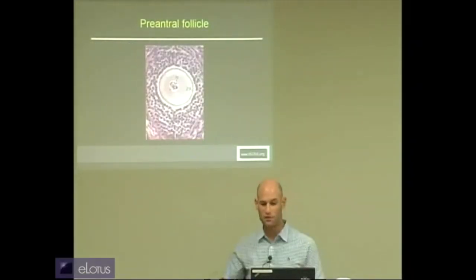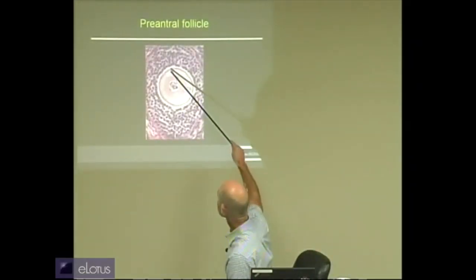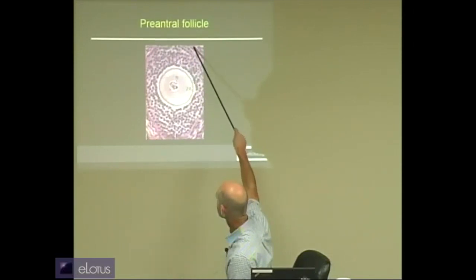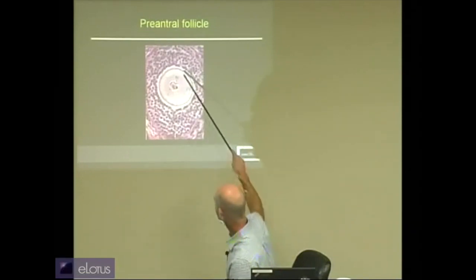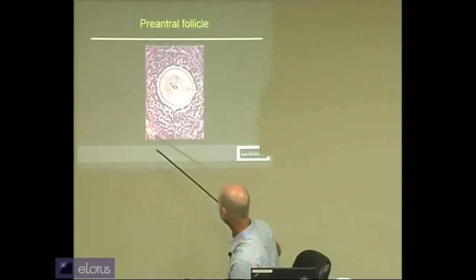And that's what this is supposed to represent. So now, these are all granulosa cells. This is the zona pellucida, and this is the oocyte. This is the nucleus of that oocyte. So now it's getting much bigger.